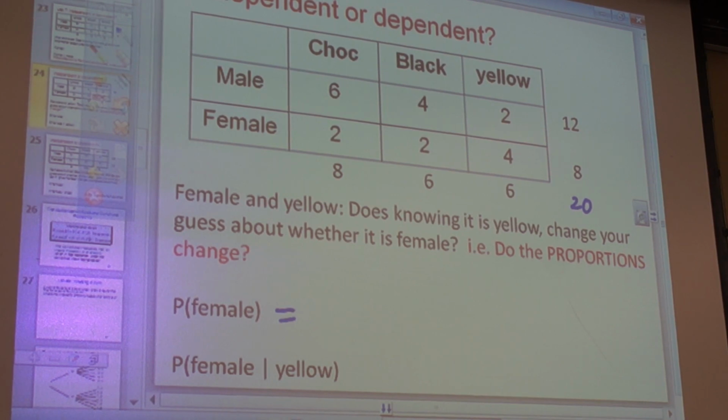It's 800%? 800% chance. Okay, is there an 800% chance I pick someone who's female? Check with the neighbors. 15 seconds. Everyone check with the neighbors. I'm randomly going to pick somebody.